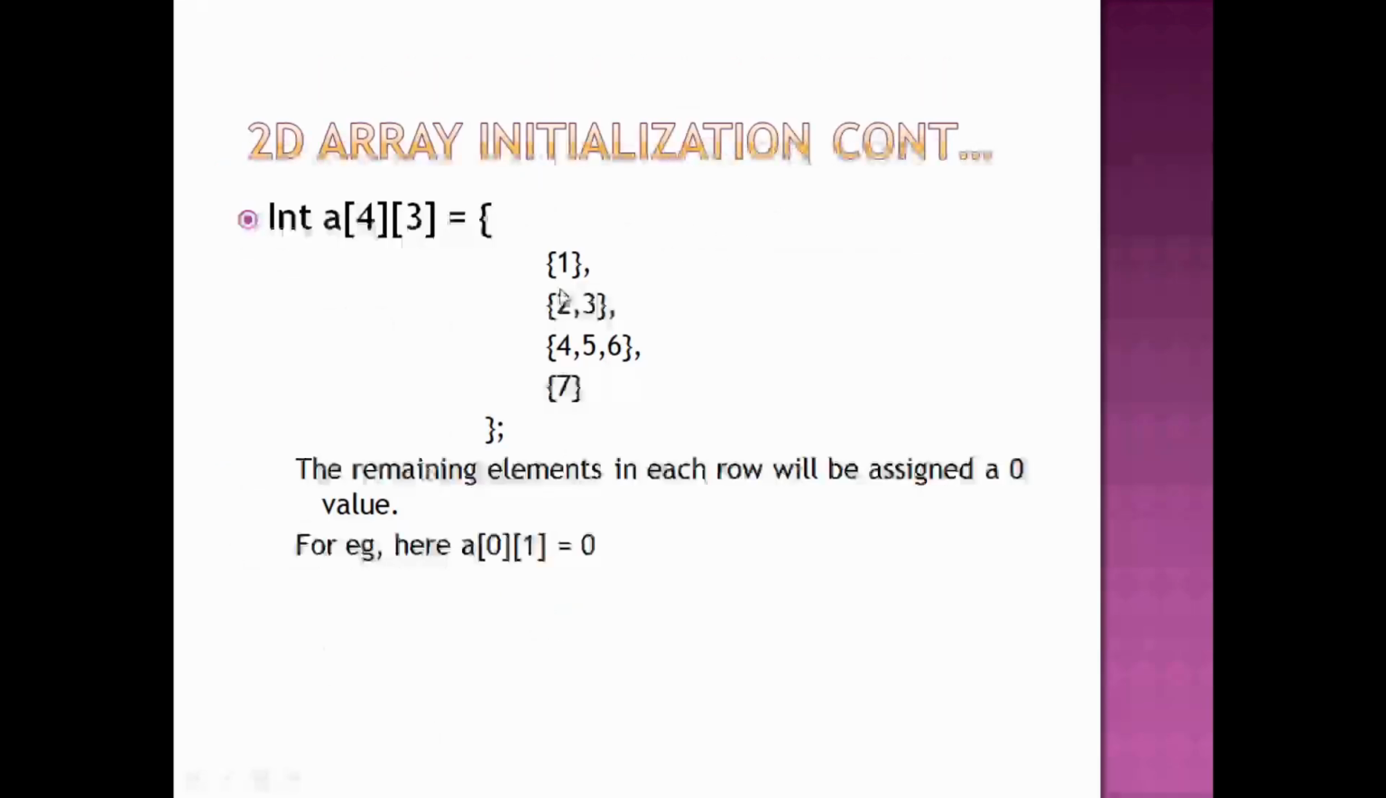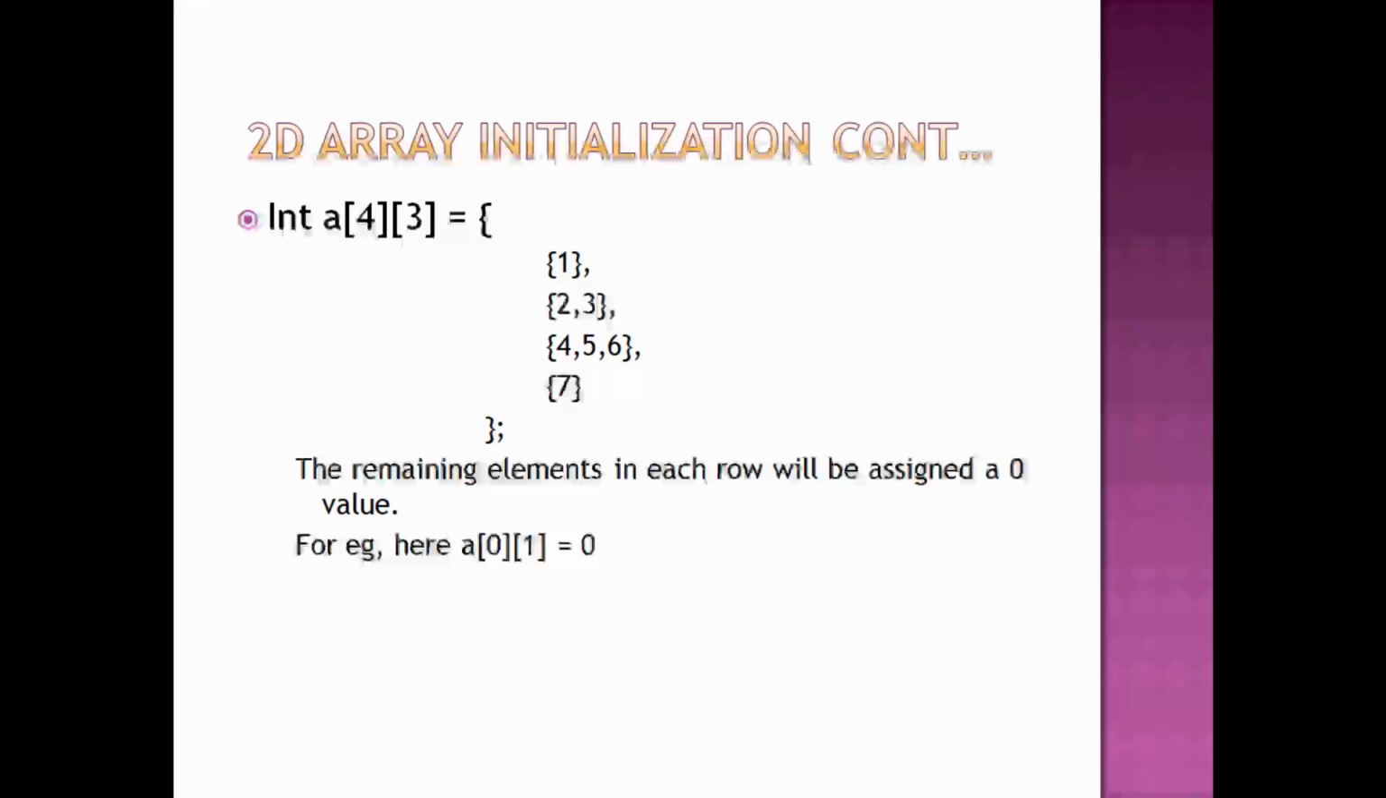Okay, suppose we have initialized our array in this way, int a 4 by 3, right? It's 4 by 3, that means 4 rows will be there and 3 columns will be there. But if you see the first row, only one element is there. In the second row, 2 elements are there, 2 3, right? In the third row, 3 elements are there, that's okay. But in the fourth row, only one element is there.